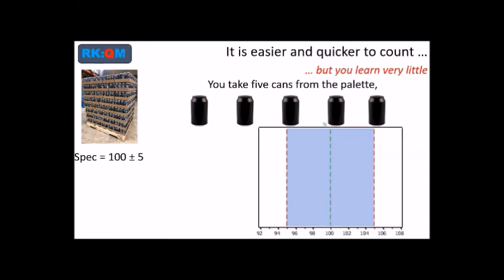On another day, another line, another customer. We take 5 cans. Spec, still 100 plus or minus 5. These are the 5 can heights. Again, all are in spec. Because all are in spec, should we have the same confidence, the same prediction that it's fine to deliver?